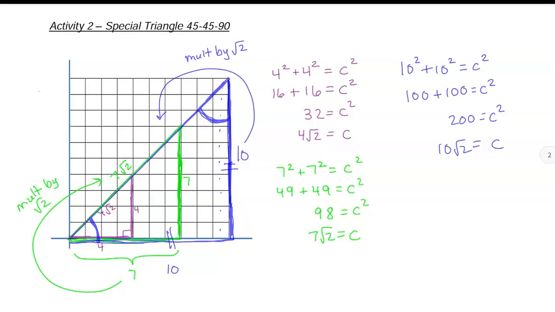Now, let's go backwards. If I'm going to take a leg and multiply by root 2 to get the hypotenuse, what do you do to the hypotenuse to go in reverse to get the leg?